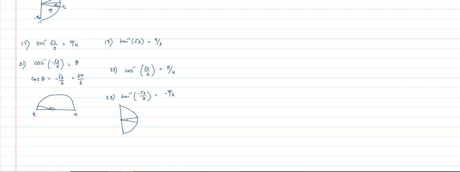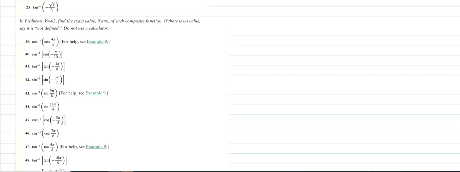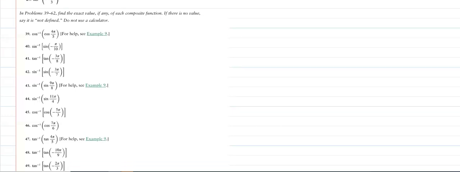All right. So that is the first set of questions. Now we're going to move on to the second set of questions. So let us see what the second set of questions are. So here you have to find the exact value of a composition, all right? So exact value of a composition. First is this, I'm going to write all of these down.